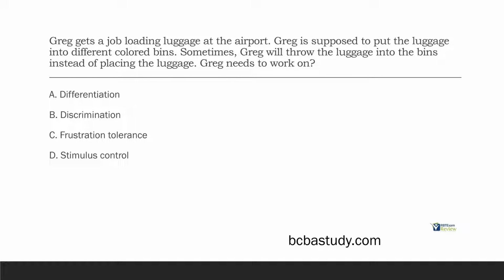What do we know about Greg? We know he loads luggage at the airport. We know he's supposed to put luggage into different colored bins. So be careful, because as soon as you read different colored bins, a lot of people are going to want to say, well, obviously discrimination.